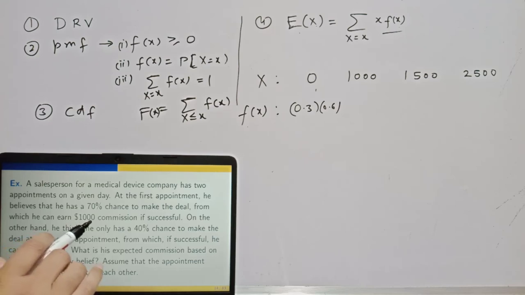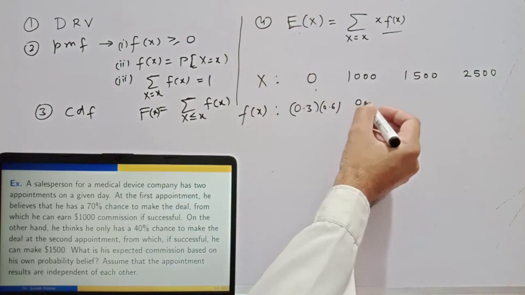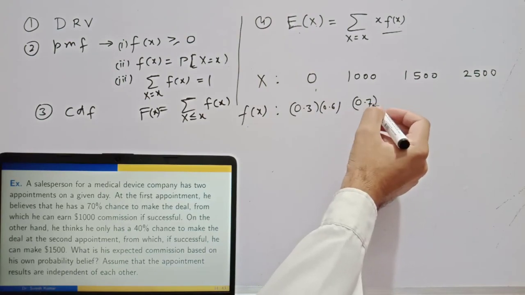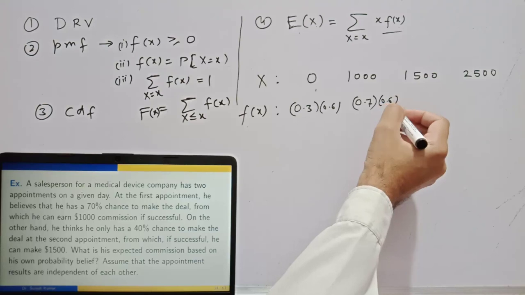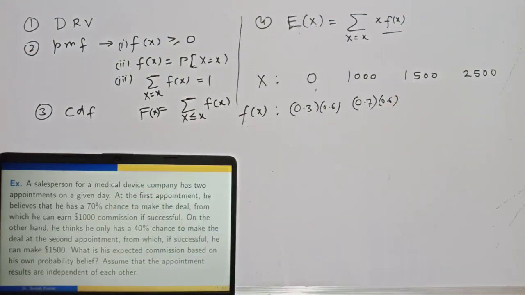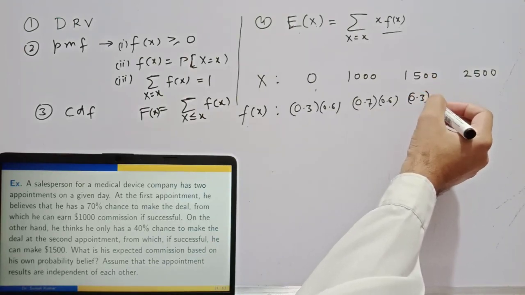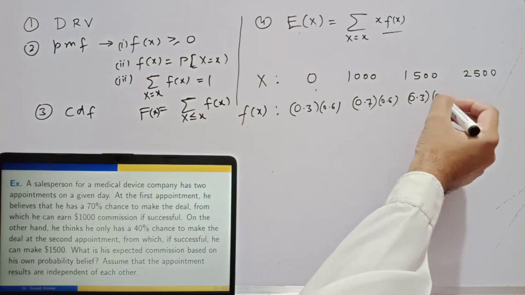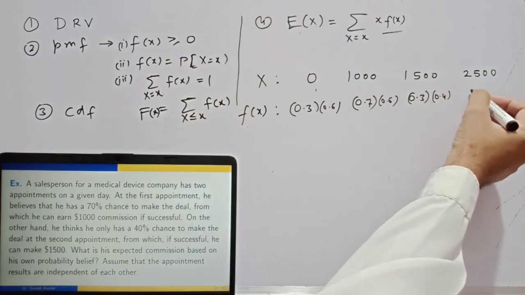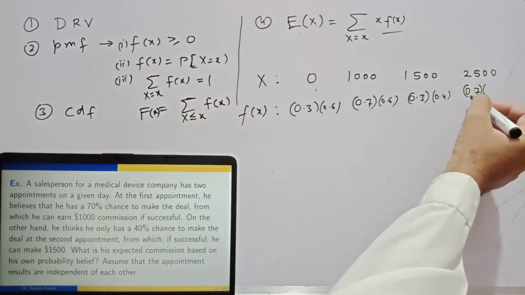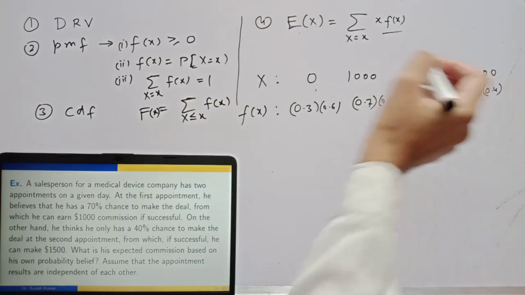You see, for earning $1,000, there are 70% chances. For earning $1,500, 40%. None of these. Both are independent. Multiply the probabilities. Correct? For 1,000, first successful, second failure: 0.7 into 0.6. For 1,500, first failure, 0.3, second success, 0.4. For 2,500, both successes: 0.7 into 0.4. Correct?